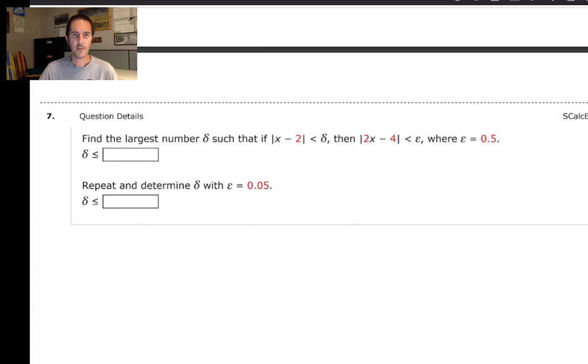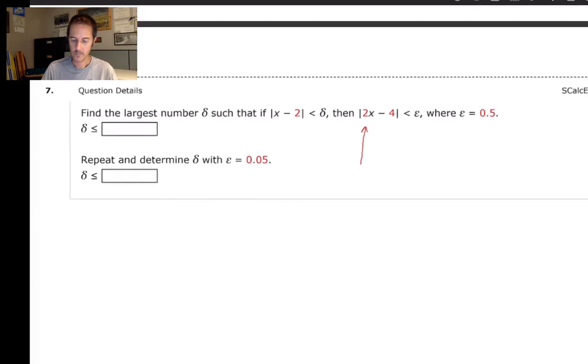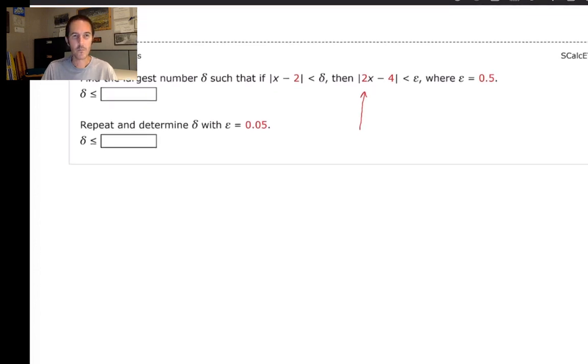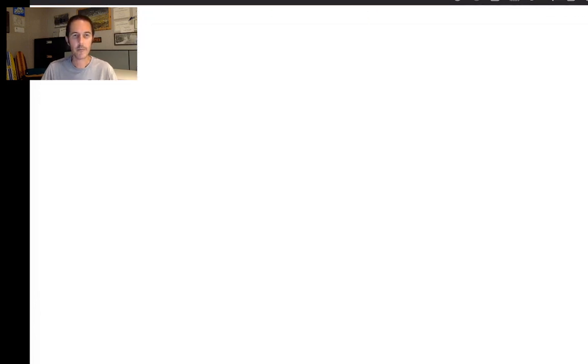Find the largest number delta such that this is less than this, where epsilon is equal to 0.5. This is a piece of cake. You've done like a trillion of these now. And then we're just repeating it for part B there with a different epsilon value. Oh my gosh, and it's a linear function inside of here. Crazy. Yep, you got that.